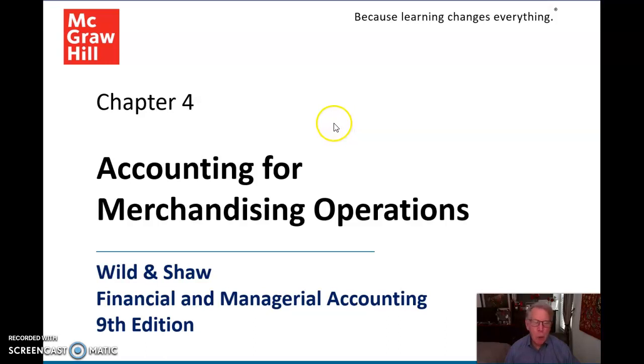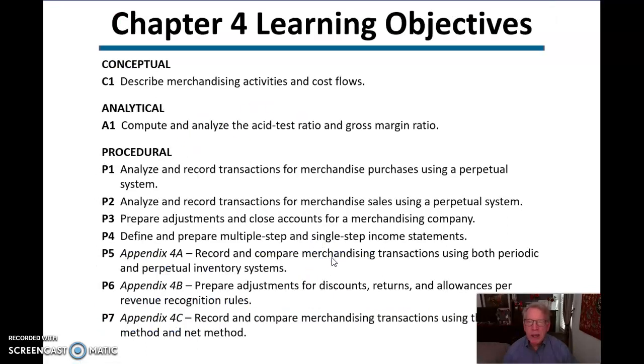Hi, everybody, and welcome to Chapter 4, Accounting for Merchandising Operations. And here, we're going to take a look at how merchandising activity are accounted for. As usual, at the end of the chapter, there's analytical techniques, and that's our acid test or quick ratio, and the gross profit margin ratio.